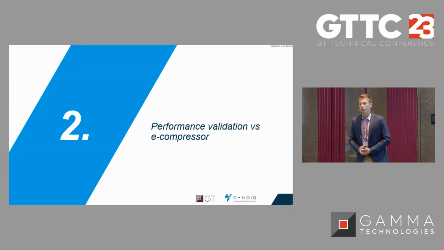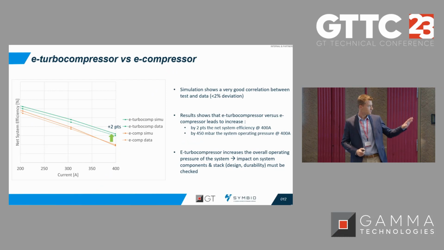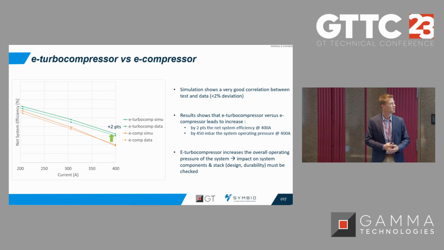Let's check now the performance of the system. Here on the left graph, you have a lot of information. In green, it's the E-turbo compressor results, simulation versus test. In orange, you have the E-compressor system, simulation versus test. And the data plotted here is the net system efficiency.